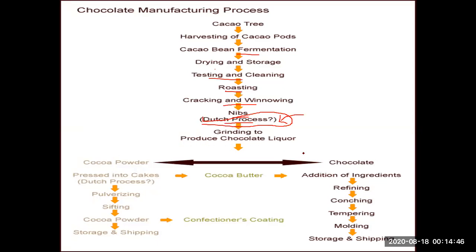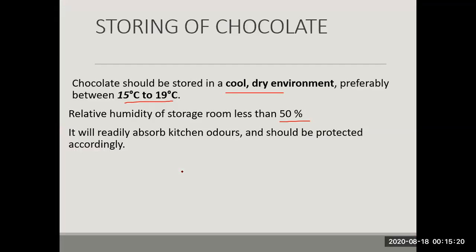Then grinding to produce chocolate liquid, and then there are two processes. If it is cocoa powder, then we press into cakes, then pulverizing, sifting cocoa powder, and storage and shipping. And if it is chocolate, then with those cakes, cocoa butter is added. Then additional ingredients, if you want sugar or milk or any kinds of flavor, you can add them there. Then after refining, conching, tempering, molding, our last stage is storing and shipping. That is our chocolate manufacturing process.